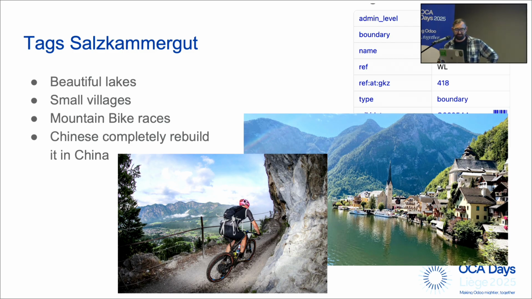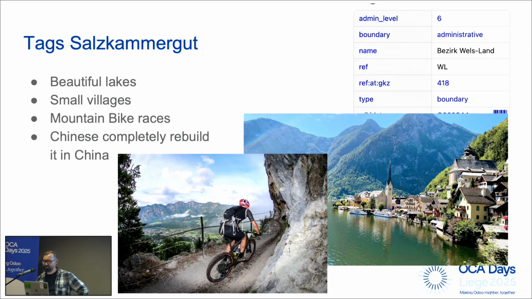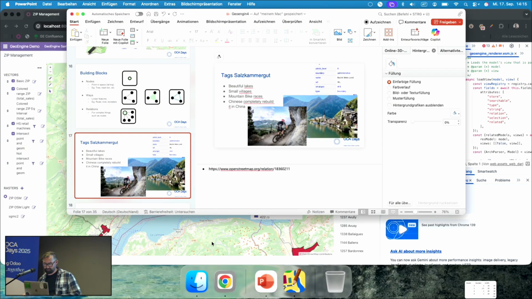Okay, it's a very small town and one of the oldest, and the Chinese completely rebuilt this city in China, and before Corona it was always filled with Chinese. It's a very surreal image to have this Austrian mountain village with a lot of Chinese people with little sun umbrellas, but it's definitely worth a visit. So we will look for this region on OpenStreetMaps.